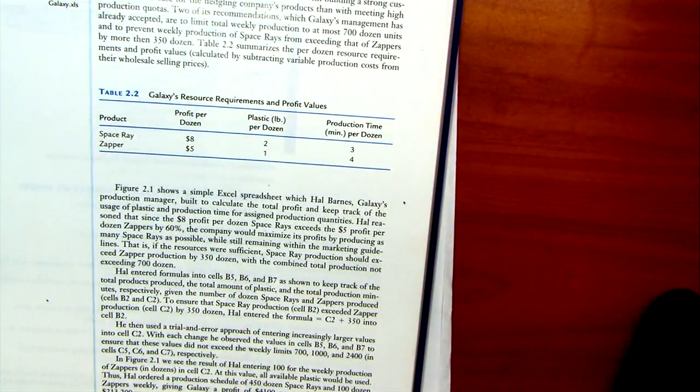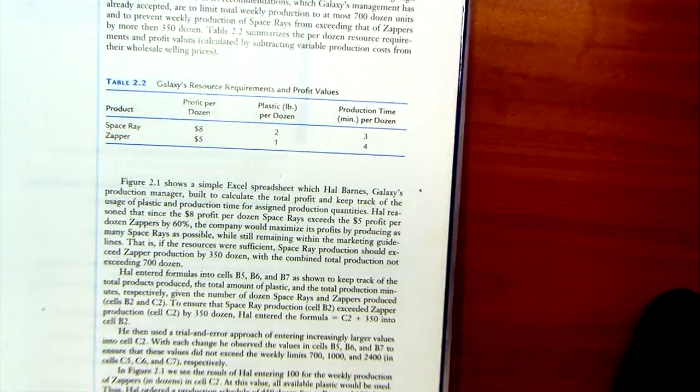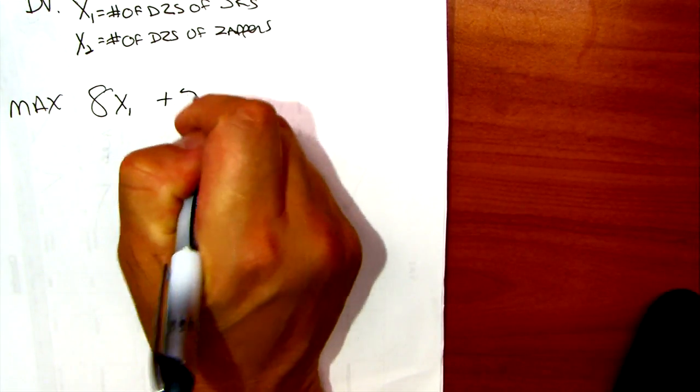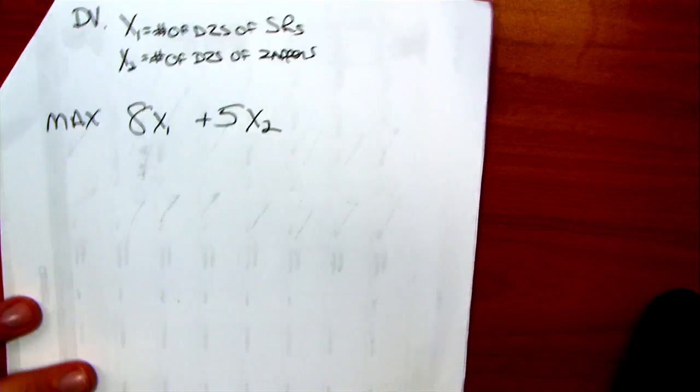Let's go back to our little table. So we make $8 per dozen profit for space rays and $5 per dozen zappers. So what would that look like here? Maximize what? If we make one dozen of each, we make 13 bucks. So 8x1 plus 5x2. Does that make sense? If we make 2 of each, hey, that's 26 bucks. We make 10 of each, that's 130 bucks. So usually those are the two easier things to think about.